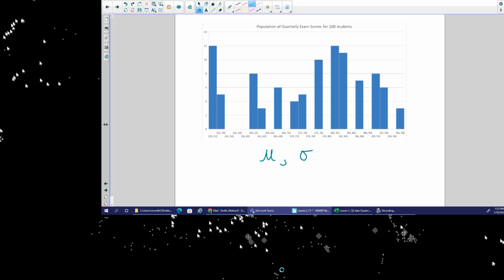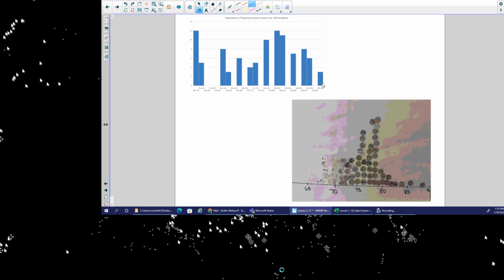If I had all this data in my calculator, I could run 1-bar stats. This is 100 students, so obviously I can have the parameters. I can calculate this mean and the standard deviation, but for the sake of understanding, let's pretend I cannot calculate this. The population's too big. Obviously 100 is not too big, but let's pretend it's too big. So what do we do? And this is what we did in class.